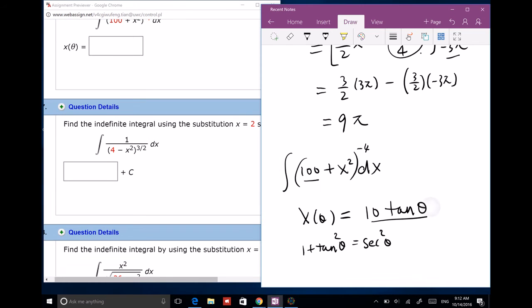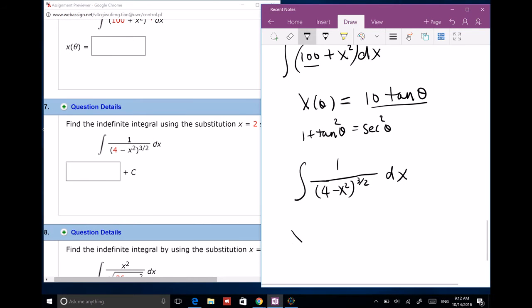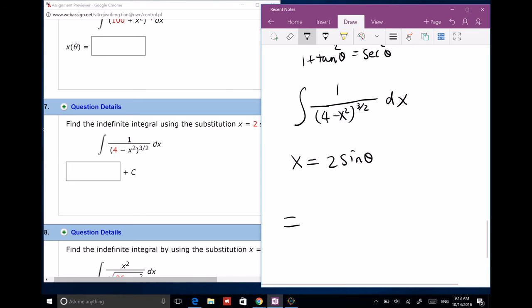It's pretty good. The next one, the integral of 1 over 4 minus x squared to the 3 halves power dx. I already told you x equals 2 sine theta. What do we need to do? We just need to plug into the formula. So dx equals 2 cosine theta d theta. Okay, and then I plug it in.